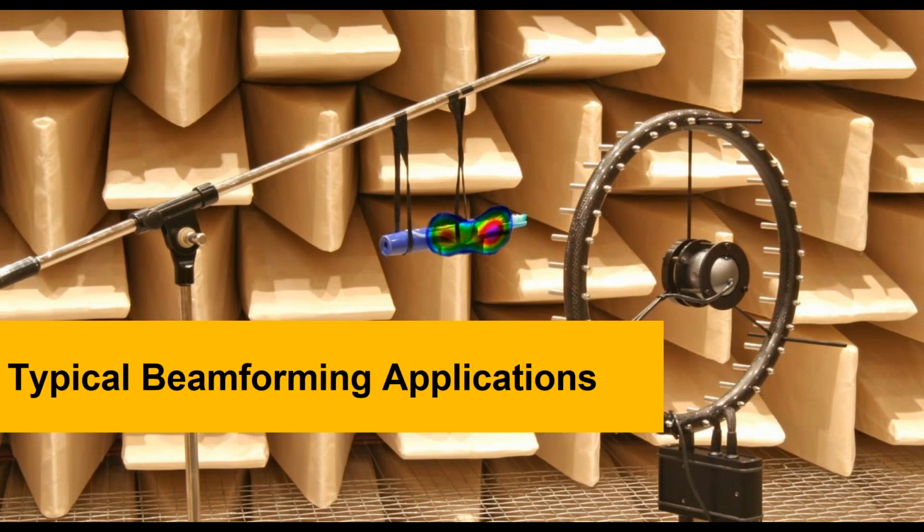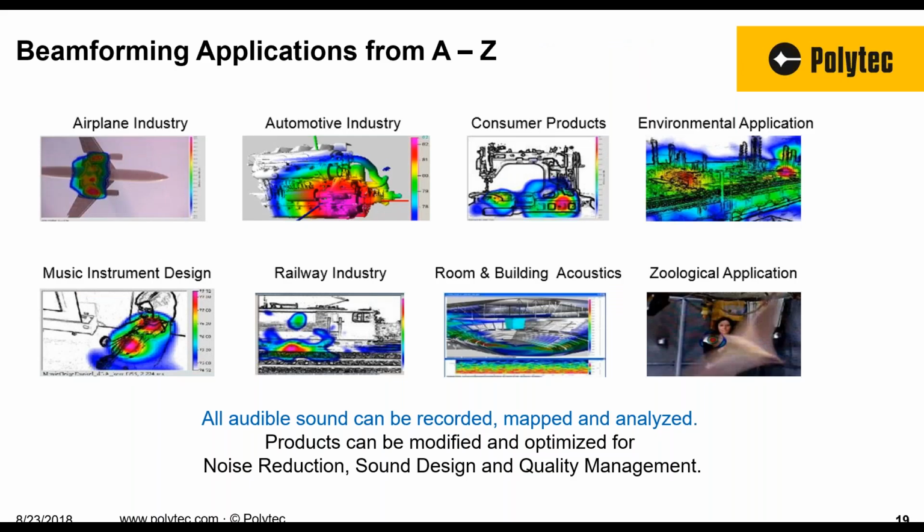So now I'll talk about some typical beamforming applications. Basically, beamforming or acoustic cameras can be used for anything where you're trying to localize a sound source. So these are just some of the typical applications we've seen. Aerospace industry, obviously they're trying to locate sound sources on airplanes for environmental concerns and overhead passages of the airplanes, coming from concerns from the community or whatnot.